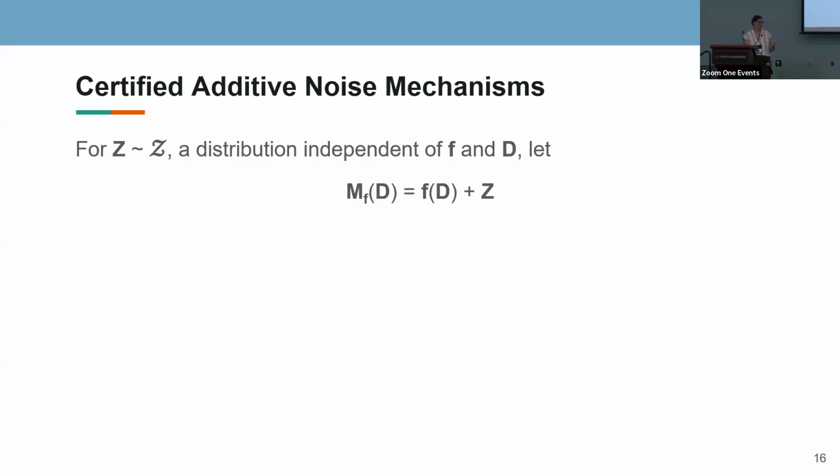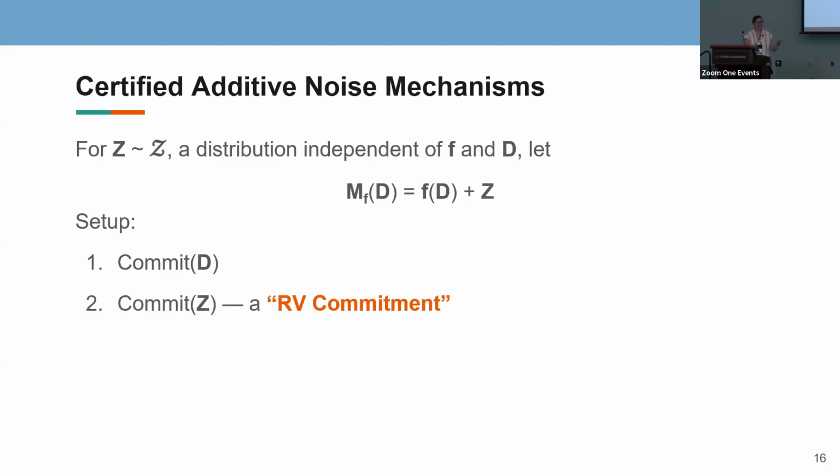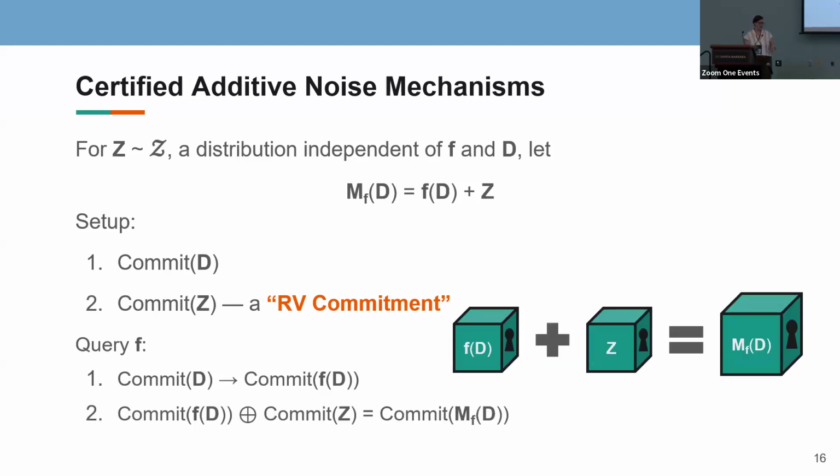So for this kind of probabilistic mechanism, we can get a certified probabilistic mechanism as follows. In our setup, we'll commit to the database in some way, and then we'll also generate a random variable commitment to the noise. Then when a query comes in, we'll convert our commitment to a commitment to the true answer, f of d. And then we'll use additive homomorphism of the chosen commitment scheme in order to add in our noise. Then the prover can just open the resulting commitment without revealing either the true answer or the noise individually in a convincing way.